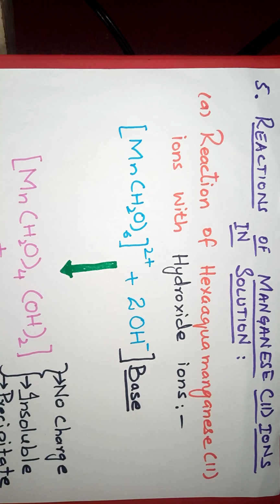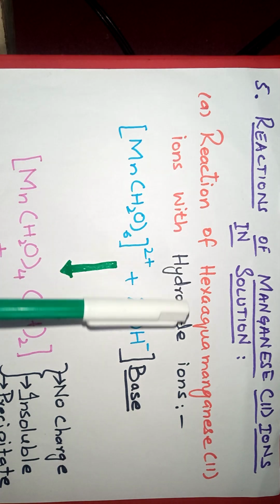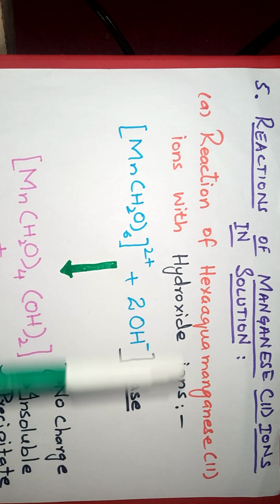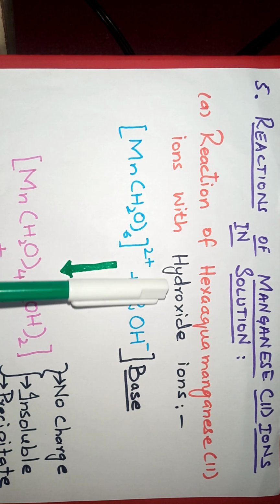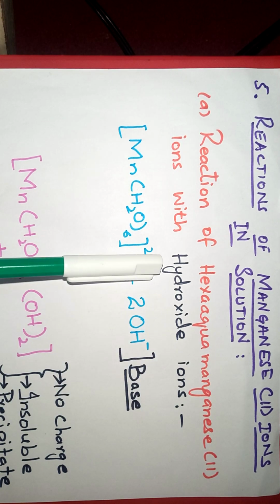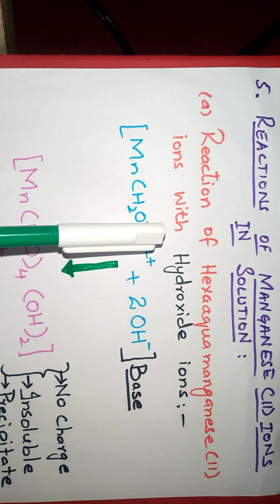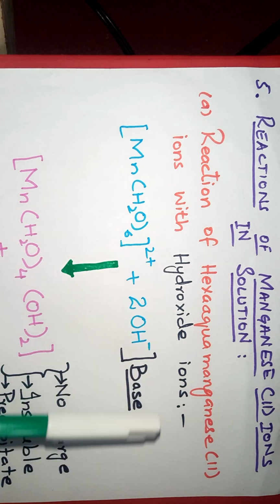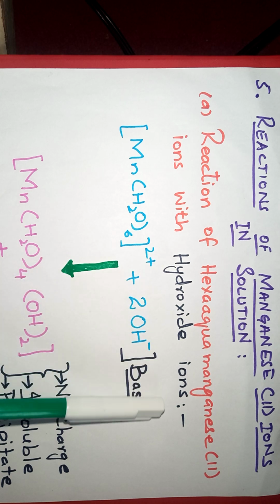Now I'll tell you about the reactions of manganese 2 ions in solution. First of all, in this topic, we will discuss 2 subtopics. Part 1 is the reaction of hexa-aqua manganese 2 ions with hydroxide ions. The first, the reactions of hexa-aqua manganese 2 ions with hydroxide ion.